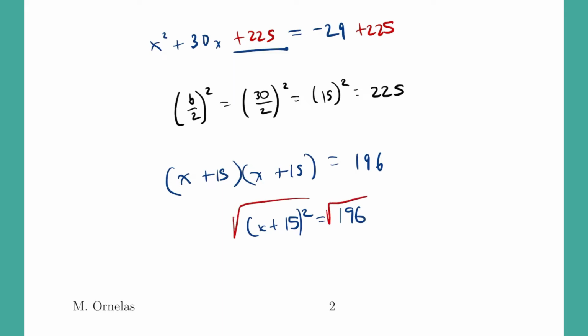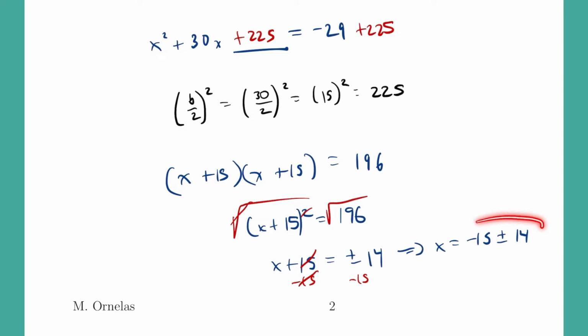Take the square root of both sides. You end up with x plus 15 equals plus or minus. This is a perfect square. It is going to be 13, I believe, or 14, sorry, 14. And then our final step is to subtract 15. Remember, we want to write this number before we rewrite that number. So this would become x equals negative 15 plus or minus 14.